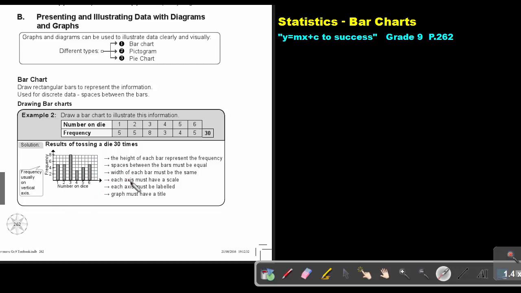Now each axis must have a scale. So there's the scale on the horizontal axis. There is the scale on the vertical axis. Each axis must be labeled. And the graph must have a title.